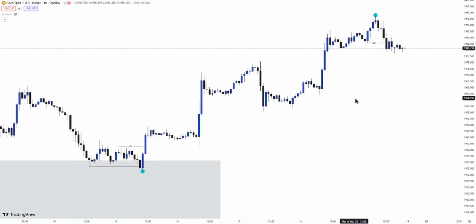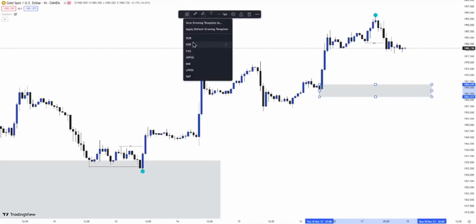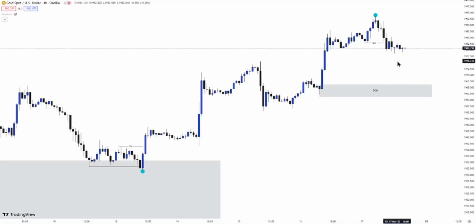Where is your DOB? Now, first of all, your DOB is this one here, on the 1 hour time frame. I hope you understand what we are saying. That's your DOB on the 1 hour time frame. If price comes to that DOB and gives us any reaction, we want to take a trade from there. All right. But meanwhile, that's one scenario.